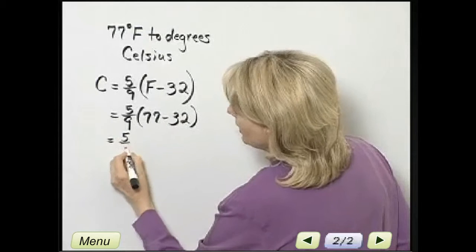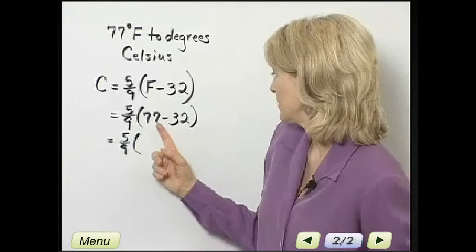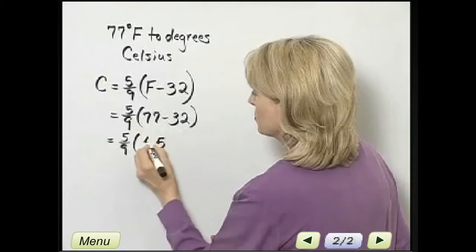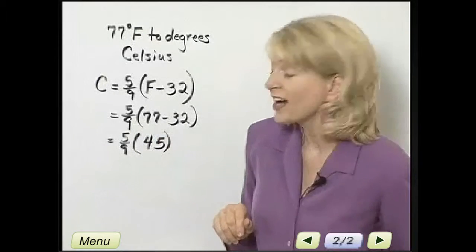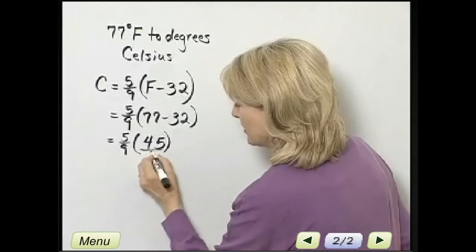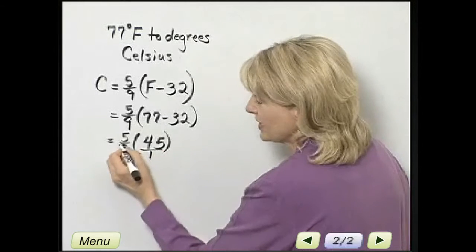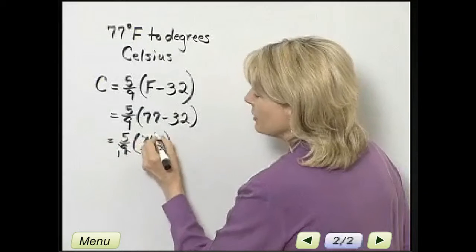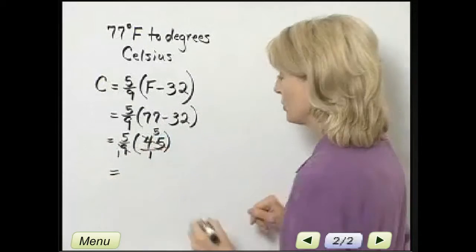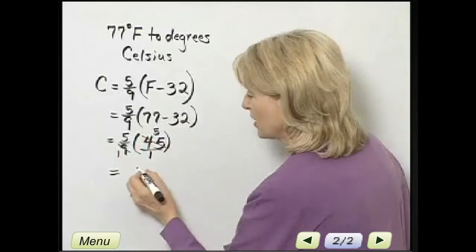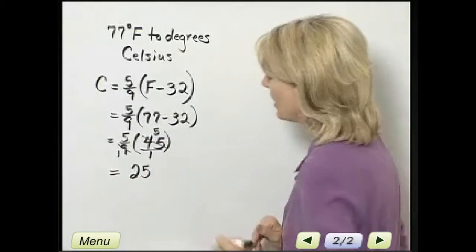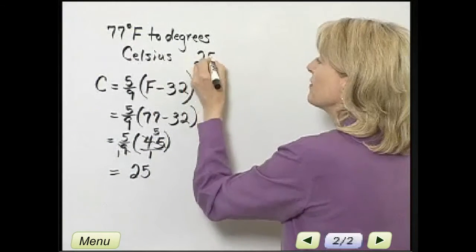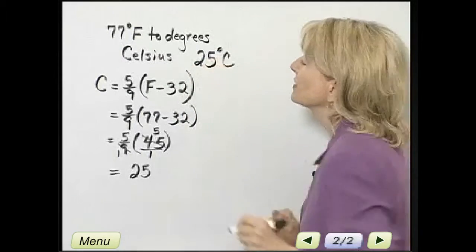So we have 5/9 of, let's see, 7 minus 2 is 5, and 7 minus 3 is 4, so we have 45. That's nice because we're multiplying fractions, and 9 and 45 have a common factor of 9. 45 divided by 9 is 5. And so we have 5 times 5 over 1 times 1, and that is 25. So converting this to degrees Celsius, it is 25 degrees Celsius.